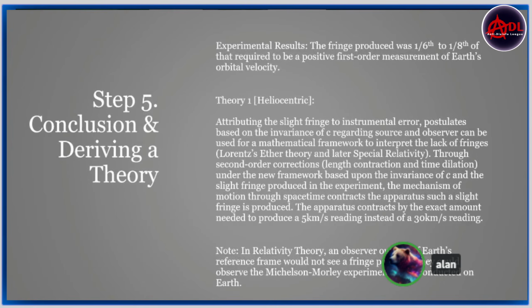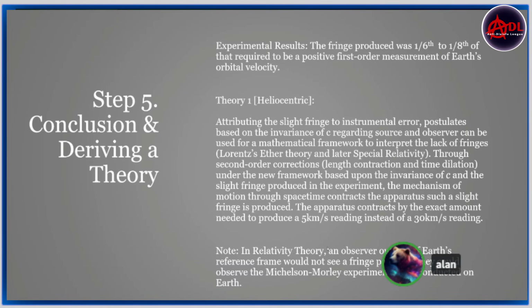So this is the Lorentz correction, the Lorentz factor, they call it. This is the amount that the apparatus would have to contract to not give you the full 30-kilometer reading and to only give you a 5-kilometer reading, to give you that optical illusion. So this is the Lorentz factor. This is what they ended up going with for special relativity.